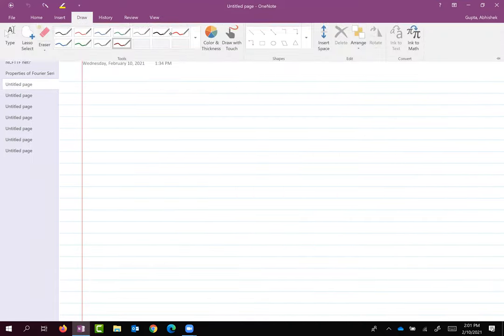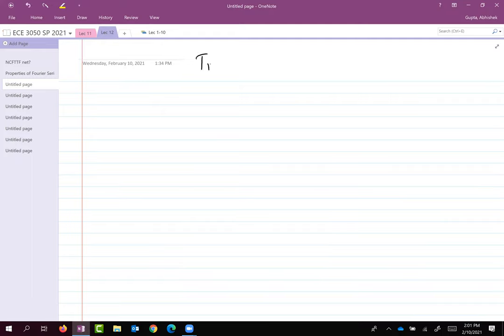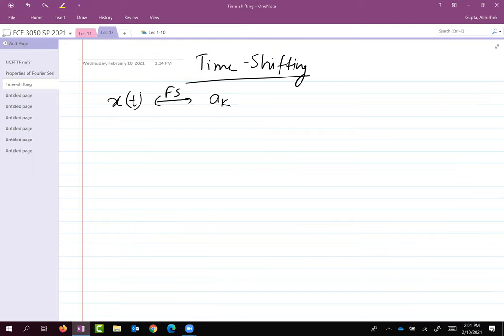Let's talk about the second property, which is time shifting. I have a signal x(t) whose Fourier series is a_k. Now what happens if I shift the time by t naught? I get the new signal x(t minus t naught). So I'm just moving this signal in time. Turns out that the Fourier series of this signal is given by e raised to minus jk omega naught t naught times a_k.